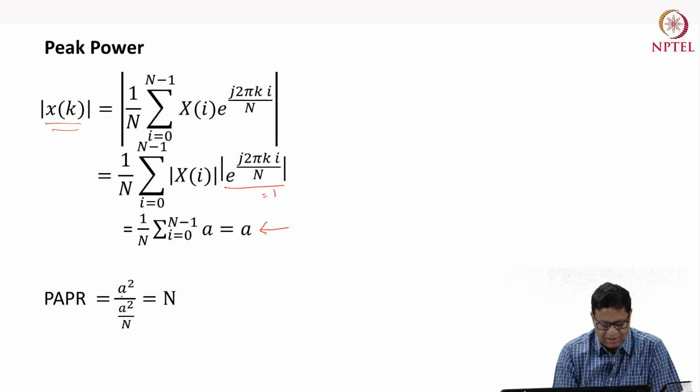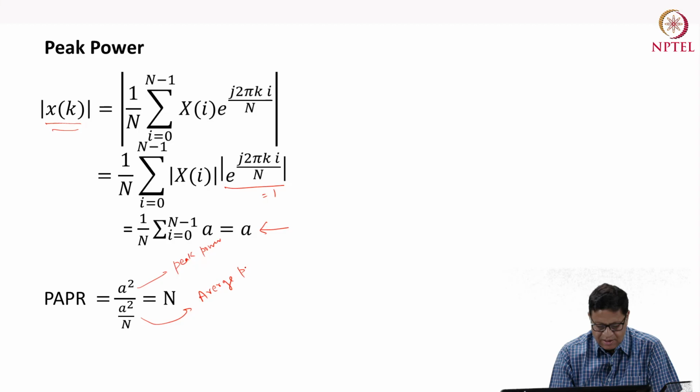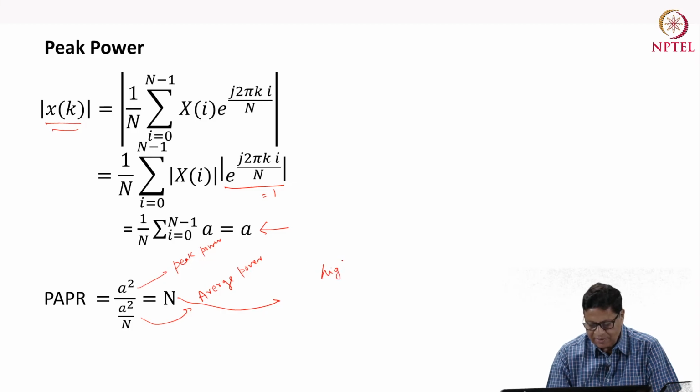So the peak power we had calculated just now as A square, and the average power I had calculated in the last slide, this was the average power, A square by n. So basically it gives you n. So the higher the number of subcarriers, the higher is the PAPR. A higher number of subcarriers will result in high PAPR.